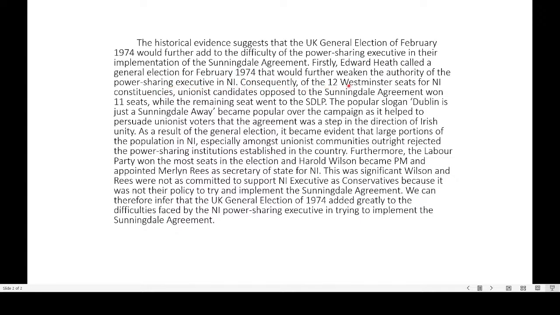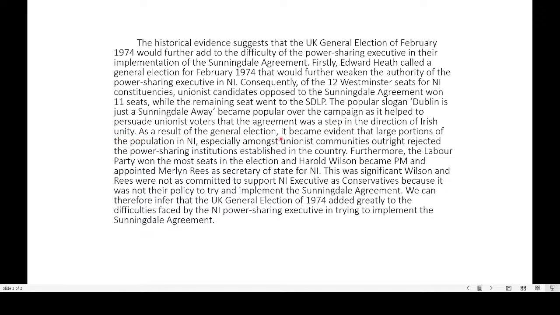Consequently, of the 12 seats for Northern Ireland constituencies, Unionist candidates opposed to the Sunningdale Agreement won 11 seats, while the remaining seat went to the SDLP. The popular slogan, "Dublin is just a Sunningdale away," became popular over the campaign as it helped to persuade Unionist voters that the agreement was a step in the direction of Irish unity. So I'm really explaining my points here, or my evidence here.